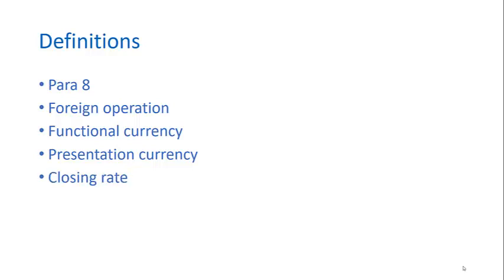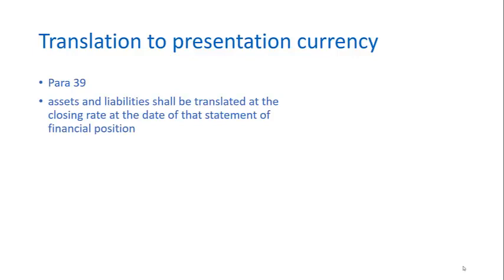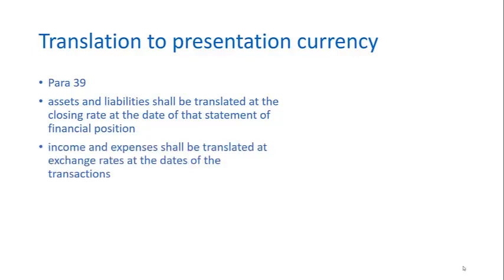The closing rate is, as previously defined, the exchange rate applying at year end. And when you have financial statements, you're going to have a net investment in a foreign operation. So how does translation work? Well, quite simply, translation is addressed in paragraph 39, and it says that at year end, assets and liabilities shall be translated at the closing rate at the date of the financial statements.